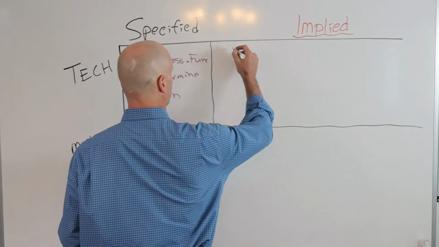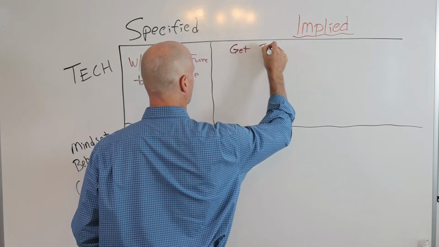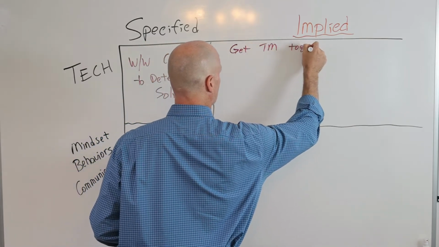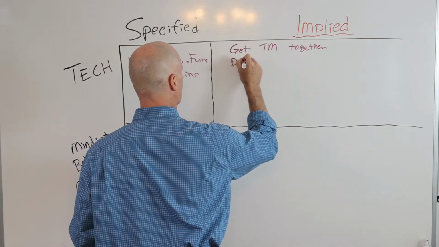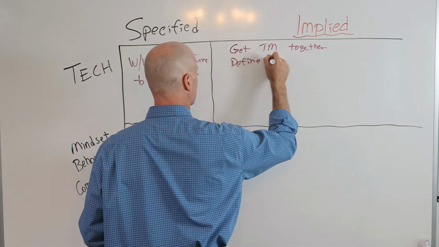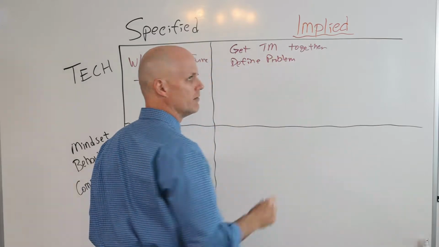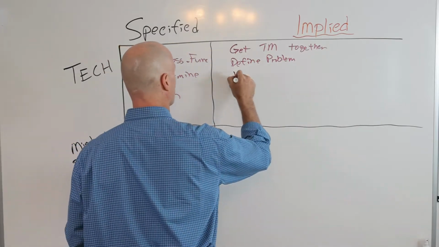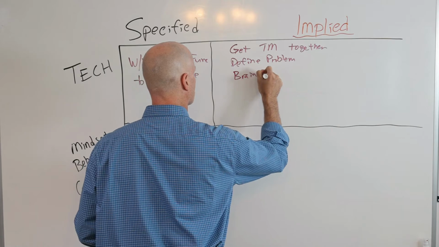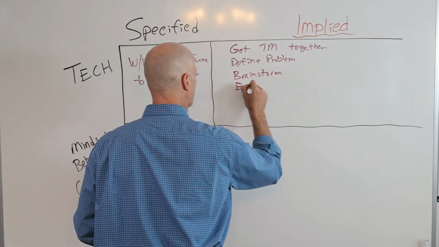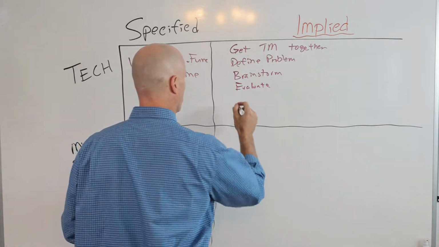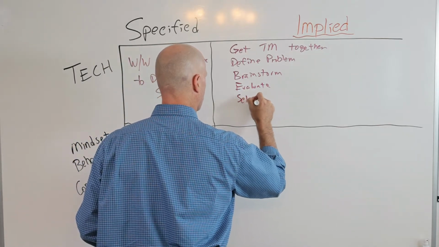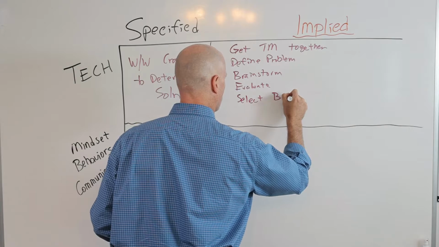So let's jump into the implied tasks that are part of working with a cross-functional team. One thing might be, oh, you're gonna get the team together. Get all the team members together. Sounds easy enough, great place to start. You wanna define the problem. Obvious. Perhaps in there you want to brainstorm options. You want to evaluate those options. And after that, you want to select the best ones and then write up a plan.